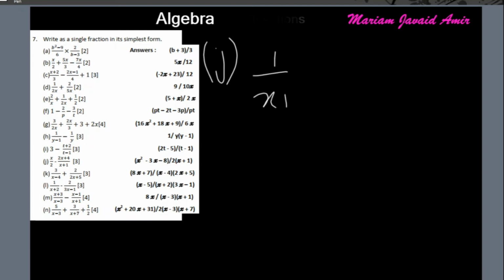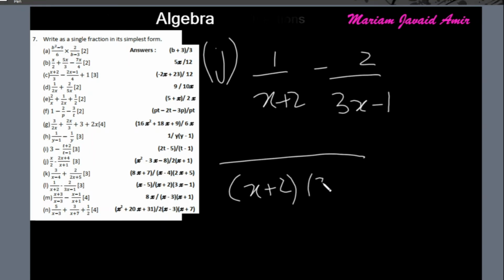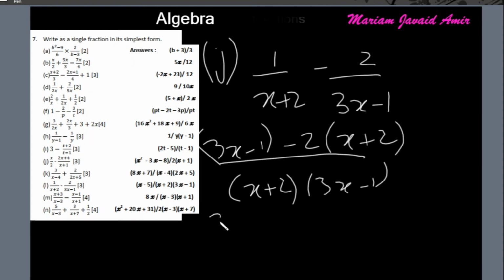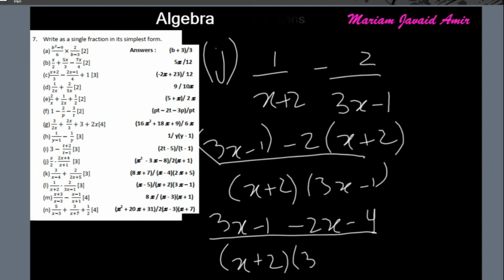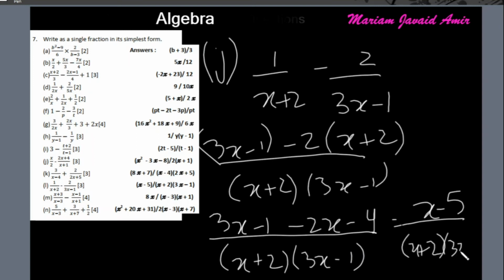Part J, 1 over x plus 2 minus 2 over 3x minus 1. So the LCM is x plus 2, 3x minus 1. So 3x minus 1 minus 2 times x plus 2. So this becomes 3x minus 1 minus 2x minus 4 over x plus 2, 3x minus 1, which gives us x minus 5 over x plus 2, 3x minus 1. Okay. Answer for part J.